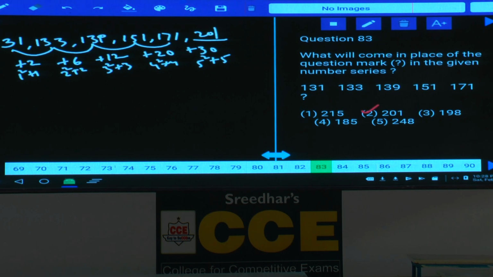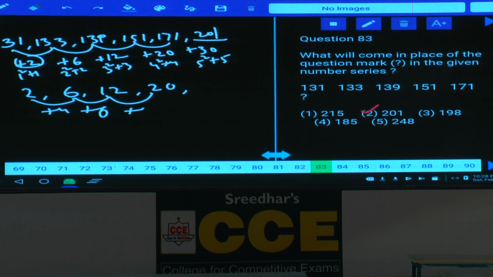Or else the given numbers can be written as 2, 6, 12, 20. Now the difference between these numbers, then also you will get the answer: 2, 6, 12, 20, and then 2 plus 4, 6, 6 plus 6, 12, 12 plus 8, 20, even numbers difference. Next one 20 plus 10, that is 30 should be added. If you work out this way also you will get the answer.